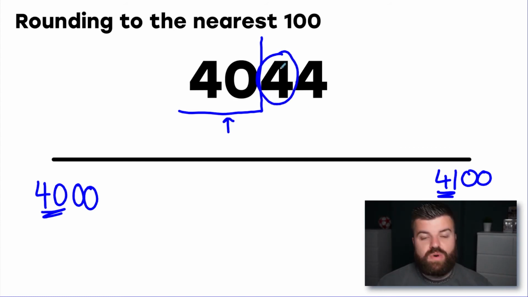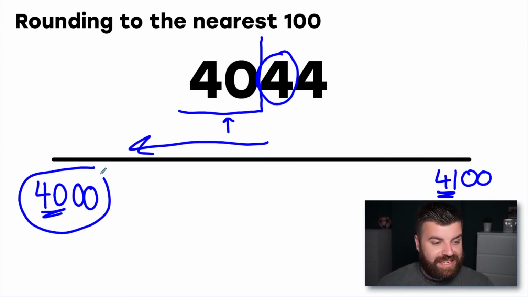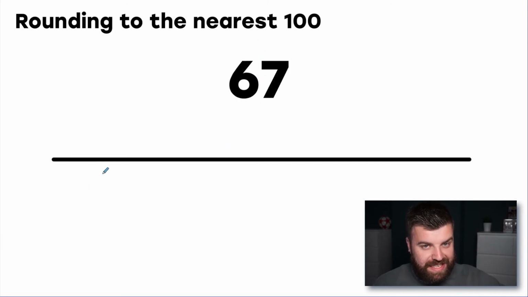Circle the digit next to our wall, which is the tens digit, which is 4. 4 is smaller than 5, so we're going to round down. The answer is 4,000. So 4,044 rounded to the nearest 100 is just 4,000. Do you see what I did here? Can you see what I'm doing again? Remember, I'm trying to consolidate what we looked at earlier about 0 being a possible answer.